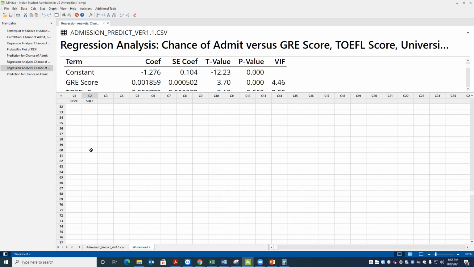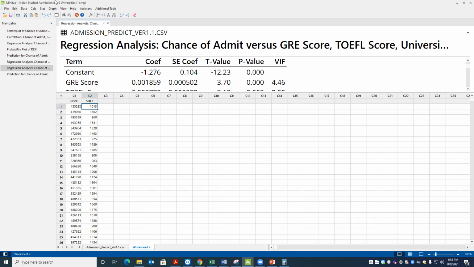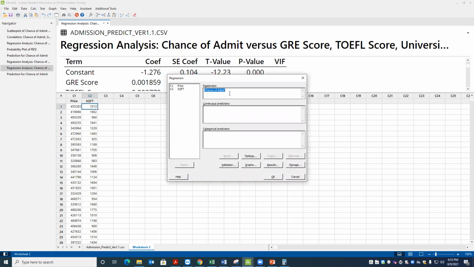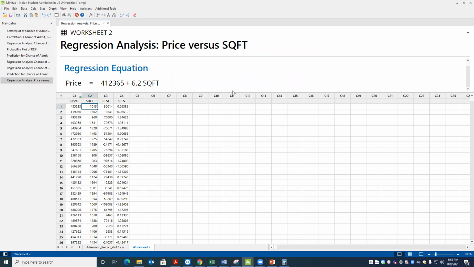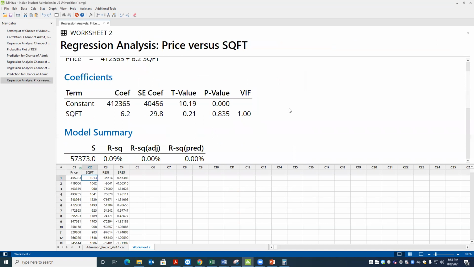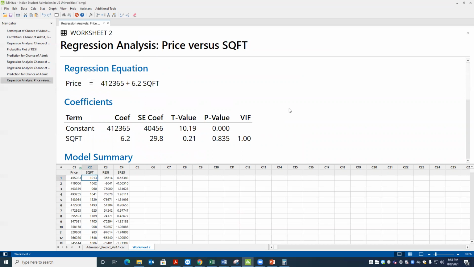These numbers are randomly created. I go under regression, fit regression model. Price is the dependent variable, square feet is not. Now look into the model. What do you interpret from this model?